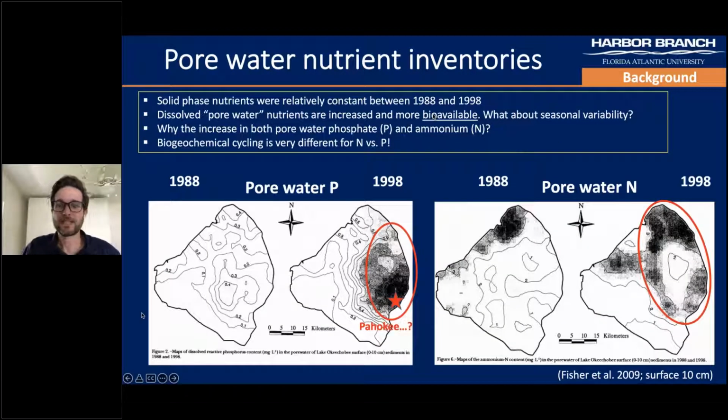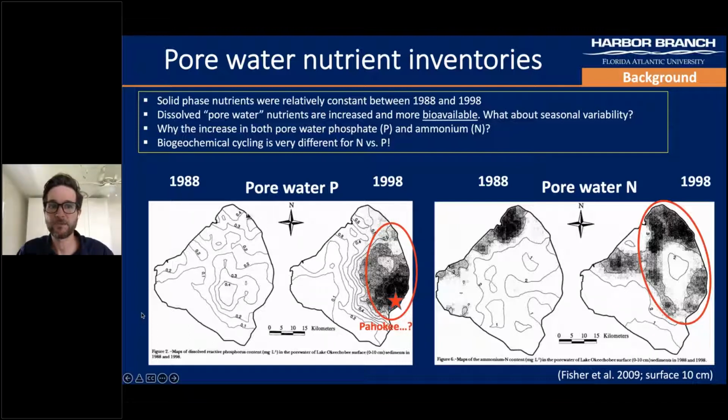Now, there have been these decadal surveys that Fisher et al. did, and I know Todd Osborne's group at UF is continuing through the district. So they go out and they map the total inventories of the solid phase nitrogen, the solid phase phosphorus, but then they also look at the pore water nitrogen and phosphorus. And this is the data that I found that's publicly available, at least easily publicly available. It's a little old, from 88 to 98, 10-year period.